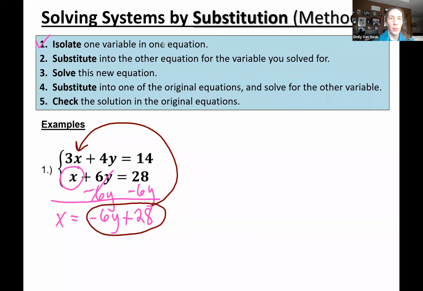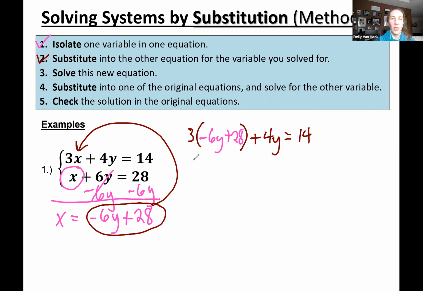All right, so we're about to replace x in the first equation. So instead of 3x, I'm writing 3 and then parentheses, and then we're substituting for x using the other equation. We had isolated x, and we had gotten x equals negative 6y plus 28. So I'm replacing x, or substituting for x, with that expression. So that's my 3x, and then plus 4y equals 14. Now we have one equation with one variable, and we can solve that new equation. So we did step 2, we're now in step 3, solve the new equation.